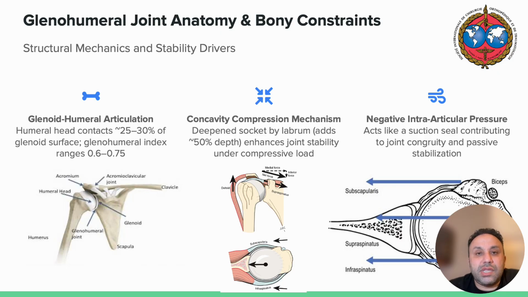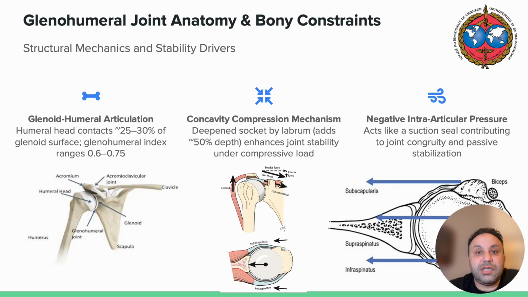Then, one important aspect of the rotator cuff is the concavity compression mechanism, which is a primary stabilizer in mid-range of motion, where the labrum plays a critical role by increasing the socket depth by approximately 50%. This anatomical augmentation resists translational forces and improves stability, particularly during functional overhead movements. And that's why when you see someone with rotator cuff problems, they will be struggling.